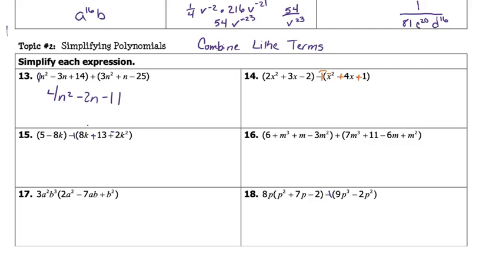And then I'm just going to combine like terms. So 2x squared and negative x squared becomes x squared. 3x and 4x becomes 7x. And negative 2 and positive 1 becomes negative 1.